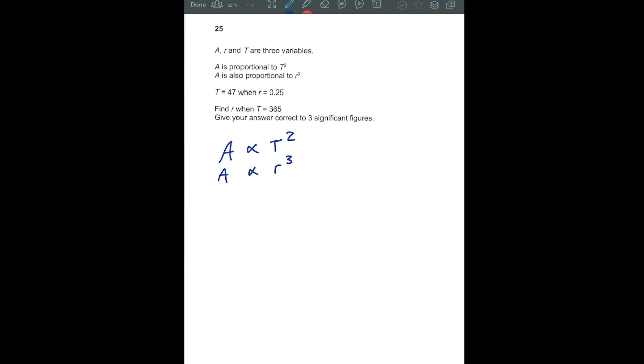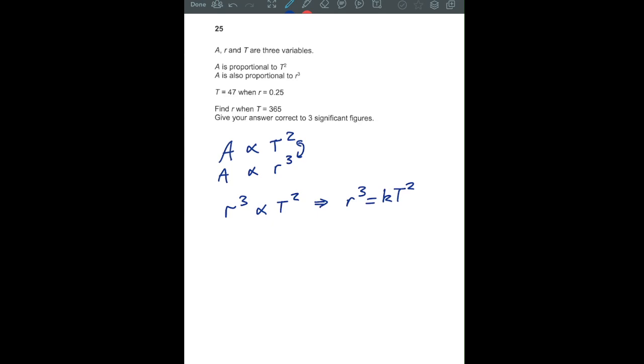Well, the rest of the question doesn't mention A again. Well, if A is proportional to T squared and A is proportional to R cubed, well, actually, these two would be proportional to each other. So really, R cubed is proportional to T squared. Well, let's turn that into a proper equation. Replace the proportional sign with equals K. So R cubed is equal to K T squared.